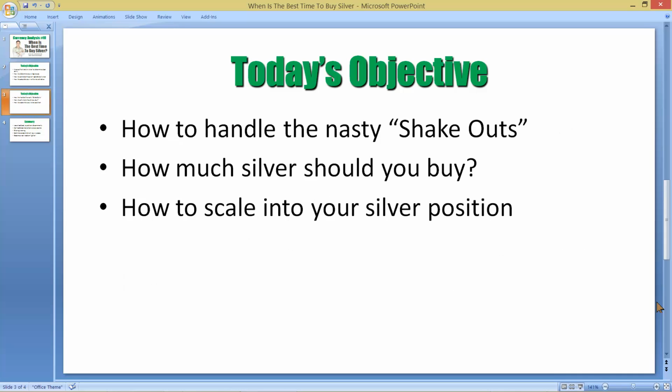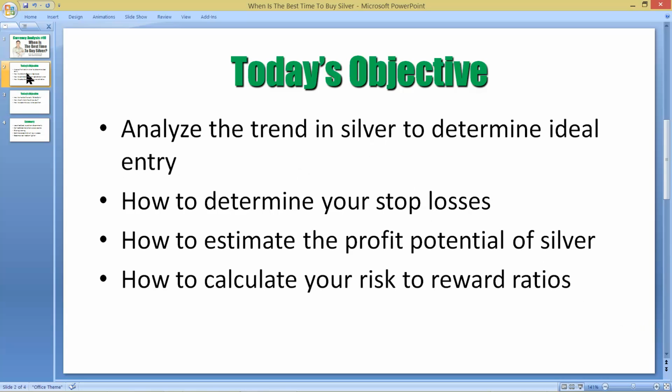ratios. I will also discuss how to handle the nasty shakeouts that you can expect the big banks and the big institutions to do in order to shake out the little guys like us. I will also talk about how much silver you should buy and how to scale into your silver positions. We got a lot to cover today in this episode of Currency Analysis, so let's go ahead and get started.